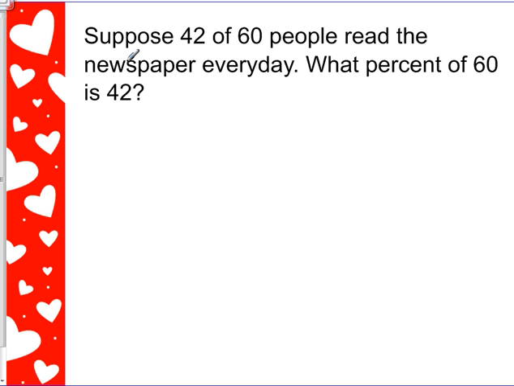Suppose 42 of 60 people read the newspaper every day. What percent of 60 is 42? All right, so I'm going to show you how to do it in two different ways. I'm going to show you how to do it the equation way and the proportion way. All right, so the equation way first. We know that a part equals a percent times a whole.